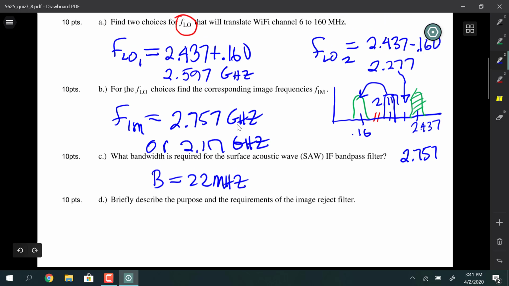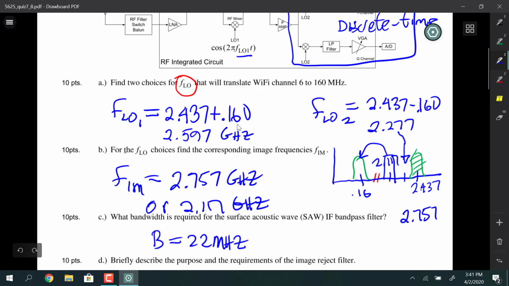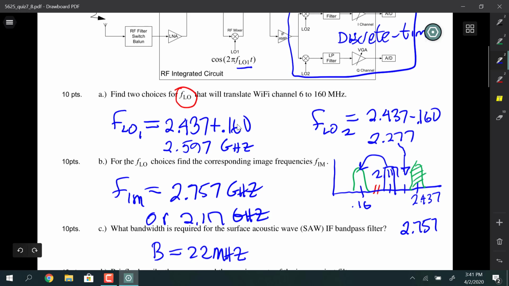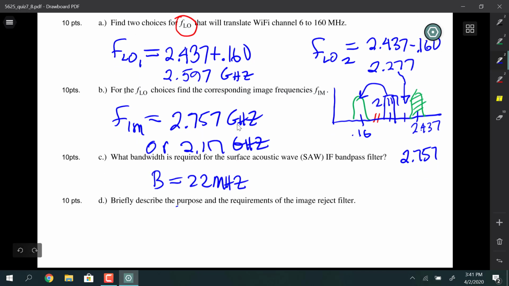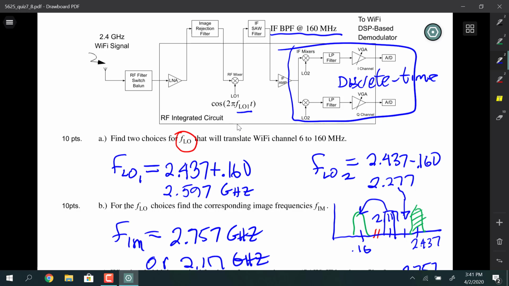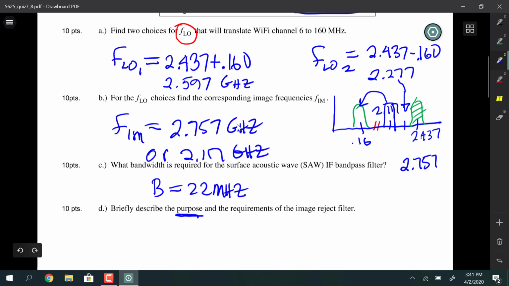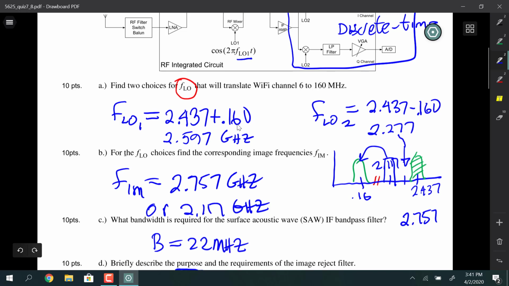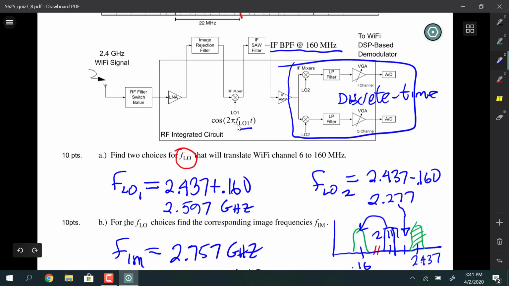Okay, before going on though, because I do have the solution on the next page for the last part here, what is the purpose and what are the requirements of the image reject filter? So, what's the purpose of the image reject filter? We just talked about the image, right? We know that depending upon how we choose the LO, one's at 2.757, the other one could be at 2.117. So what does this image reject filter have to do?